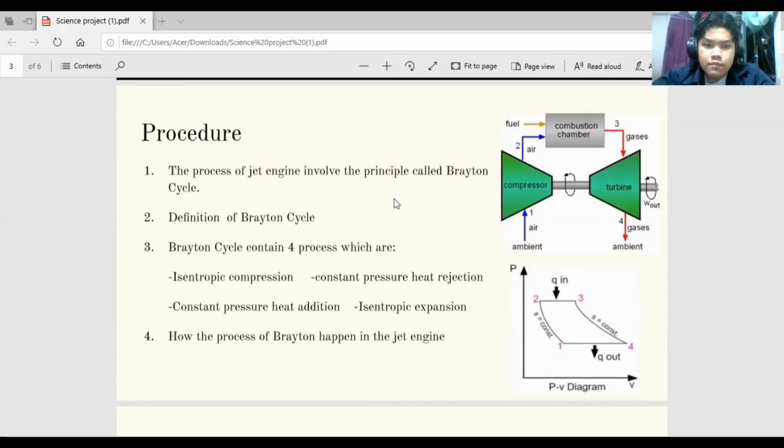Okay, in thermodynamic function for the jet engine, the principle that we use is called the Brayton cycle. What kind of cycle is this? The Brayton cycle is a kind of heat cycle that describes the operation of a heat engine that has air or any other type of gas as its working fluid.